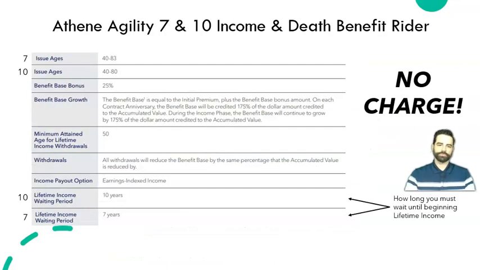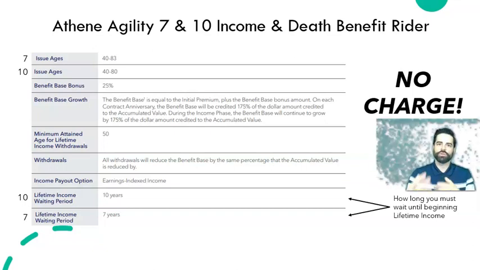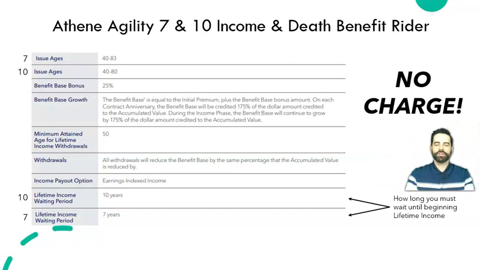So this is the income and death benefit rider. The beautiful thing about it is there's no charge, okay? A lot of income riders have charges on products with many carriers, including Athene, but this one, no charge, okay? So you get that income.